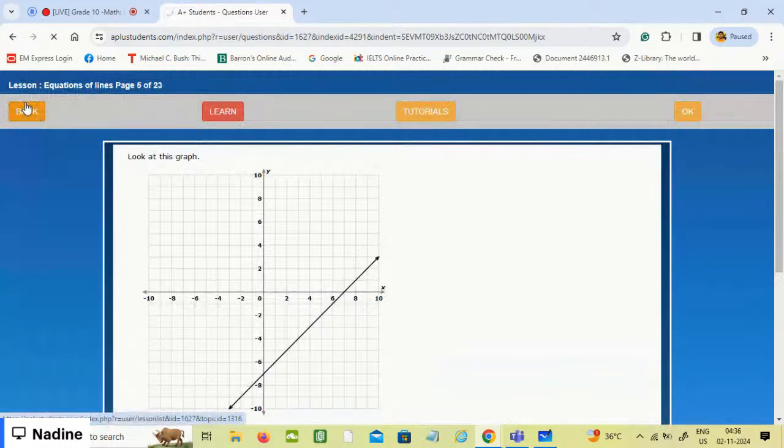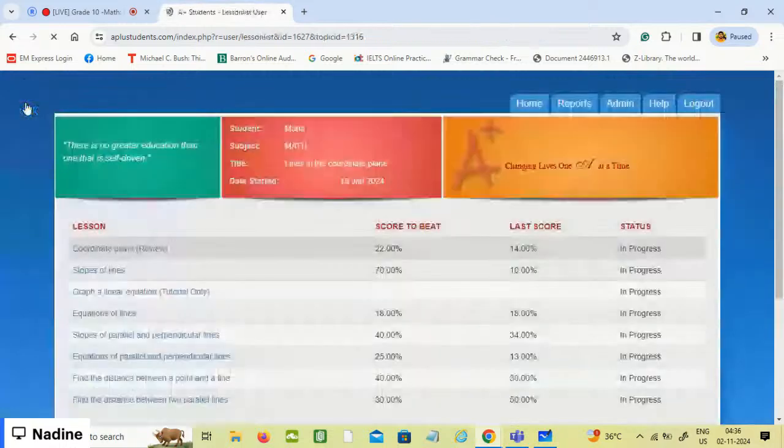So we were working on grade 10 math. The chapter we were working on is lines in the coordinate plane, and the lessons we have covered today are coordinate plane review, slopes of the line, and equation of lines. So please make sure before the next session you can complete all the practice questions for the lessons we just did. That is your homework until next session.